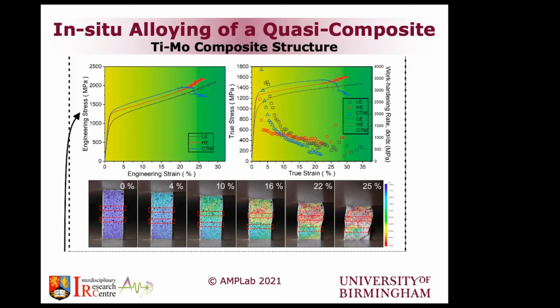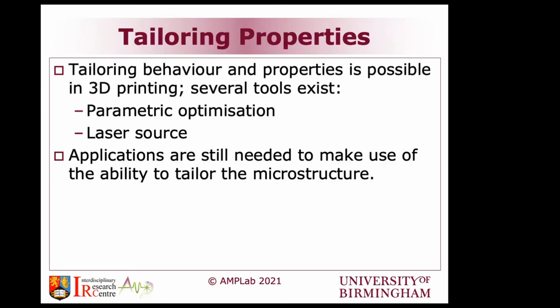Okay, now I come to the last slides. So basically tailoring behavior and properties can be used. I spoke with you about some tools where you optimize the parameters, optimize the laser source, optimize the system itself, which works on the chemistry, optimize or use multiple materials or lattices. Now, despite everything, despite all the work I've been doing, we're still looking for interesting applications. So that is, I think, the part where the industry can potentially come up with some ideas about what we can do in the near future with these ideas.